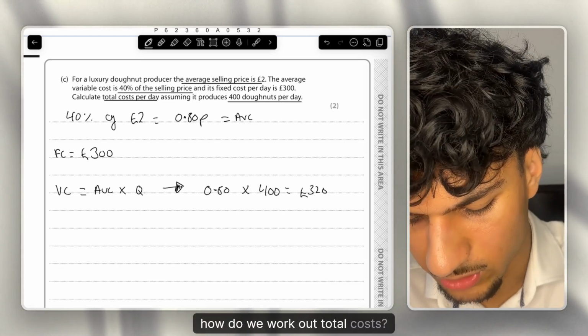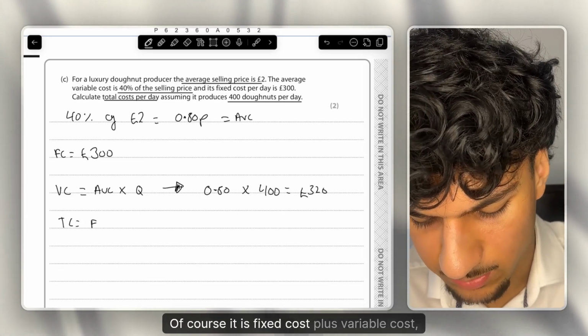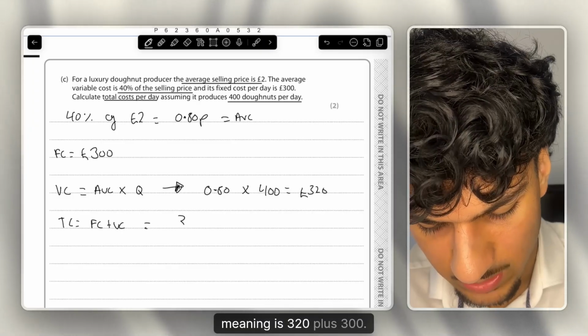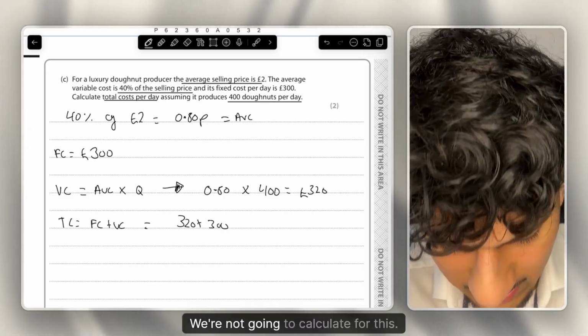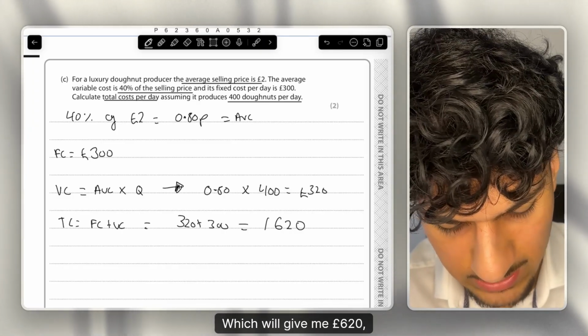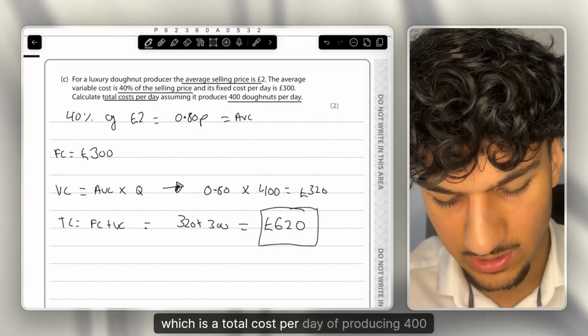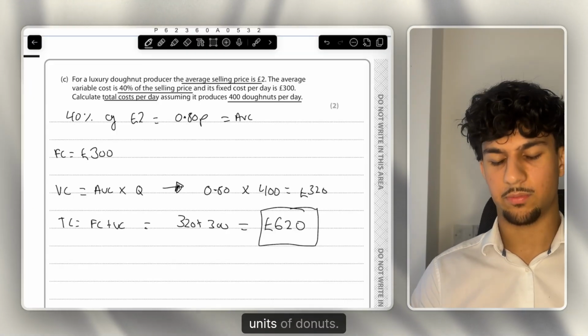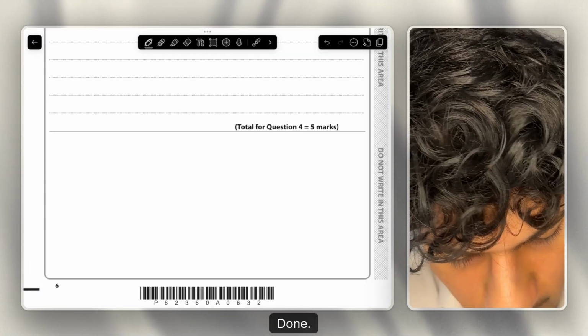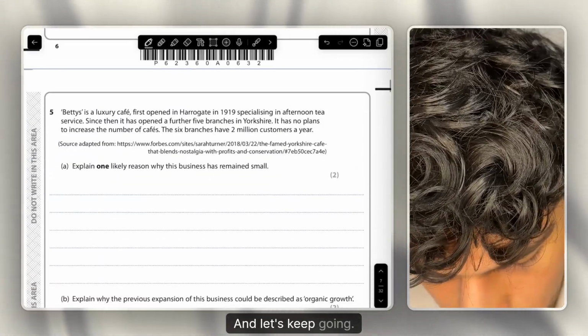Therefore, how do we work out total costs? Of course, it is fixed cost plus variable cost, meaning it's 320 plus 300. We'll not need the calculator for this, which will give me £620, which is the total cost per day of producing 400 units of donuts. And that is question 4 done. You'd get 5 out of 5 marks there, and let's keep going.